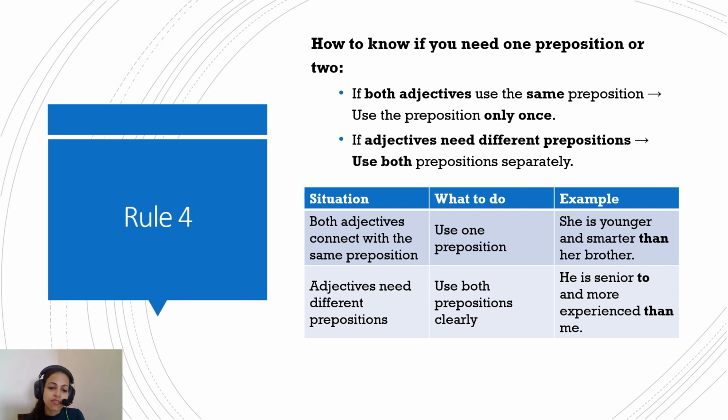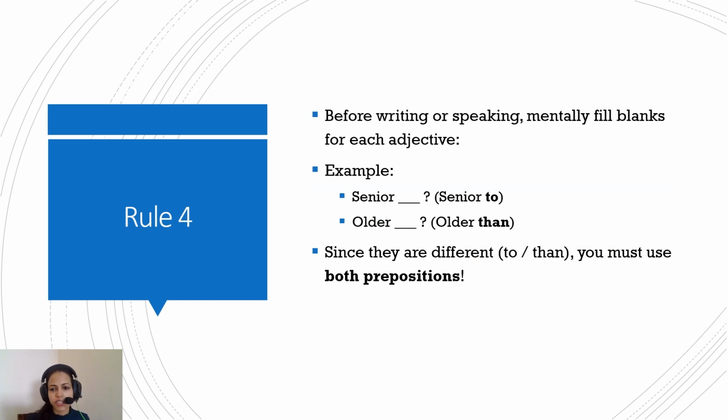But consider adjectives that need different prepositions, for example, senior to and older than. Senior requires one preposition to follow it, and older requires a different one, so both adjectives will have their own respective prepositions. Before writing or speaking, just mentally fill in the blanks when you come across the adjectives. For example, you see senior, you know senior has to be followed by to, and you know older has to be followed by than.